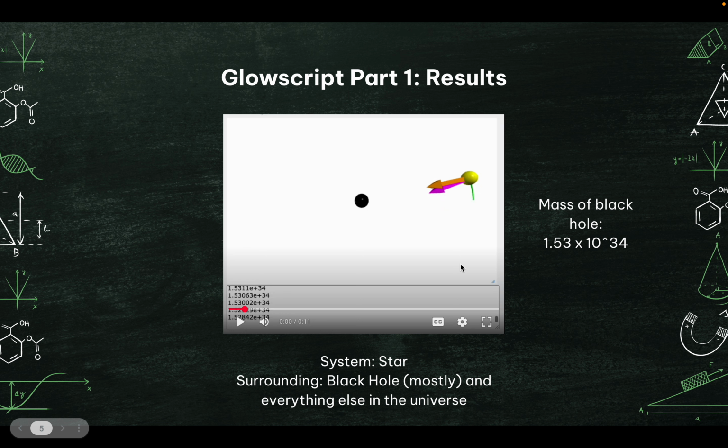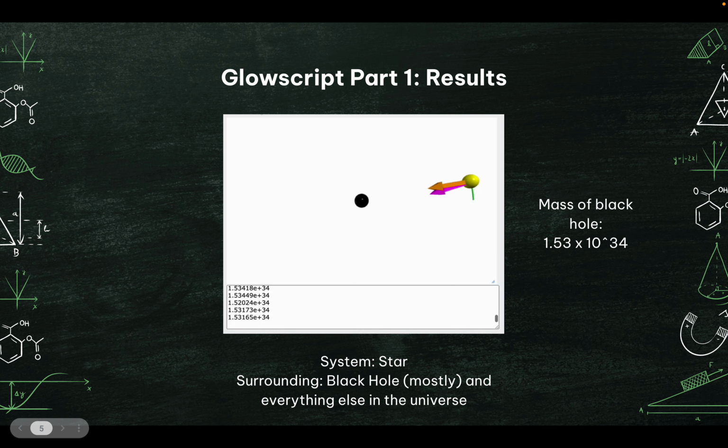Because of this principle, the mass is also different at each point, and we are able to take an average of that, which is about 1.53 times 10 to the 34 kilograms. Here, the system is our star because it is being influenced by the surroundings, which is solely due to the black hole's gravitational pull.